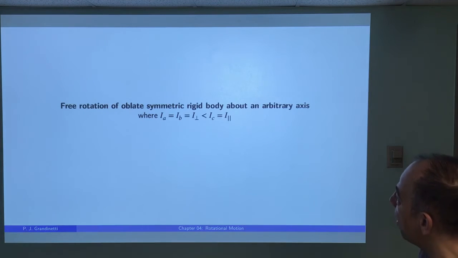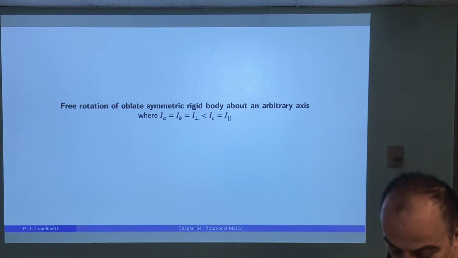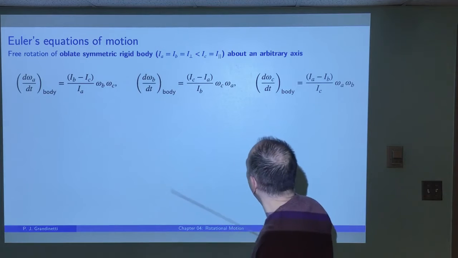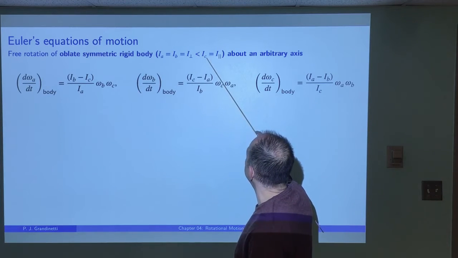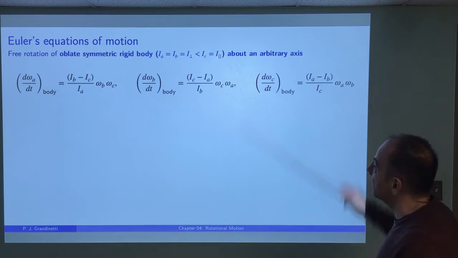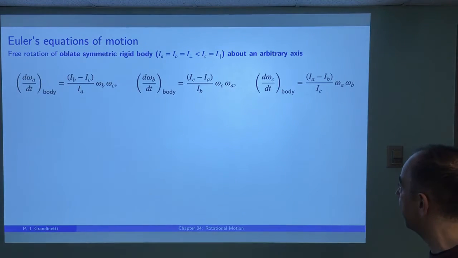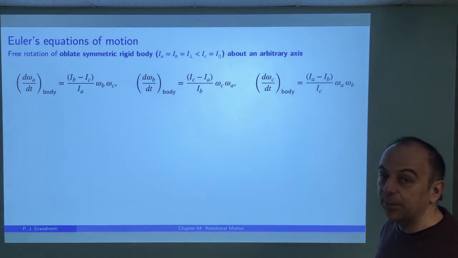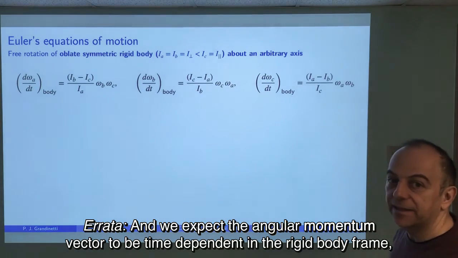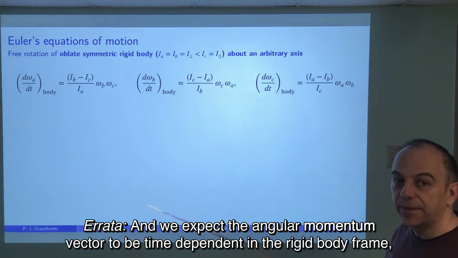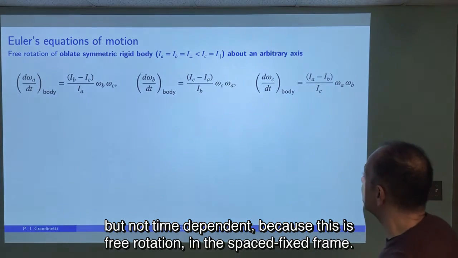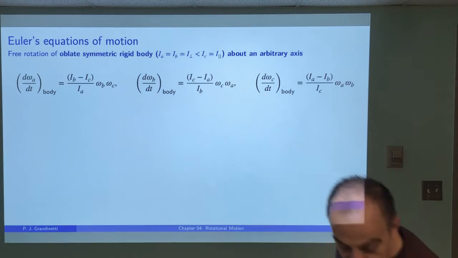Okay, so now let's go on and look at a more concrete example of these equations. So let's take a look at this case of an oblate symmetric rigid body, where this is the case where A and B are equal and C is unique, and we're going to define C as I parallel and A and B as I perpendicular. And we're going to take the case where we're spinning about an arbitrary axis. So in that case, we expect the angular velocity vector to be time dependent in the rigid body frame, but not time dependent in, of course, because this is free rotation, the space fixed frame. So here are our equations, again, we're starting with.